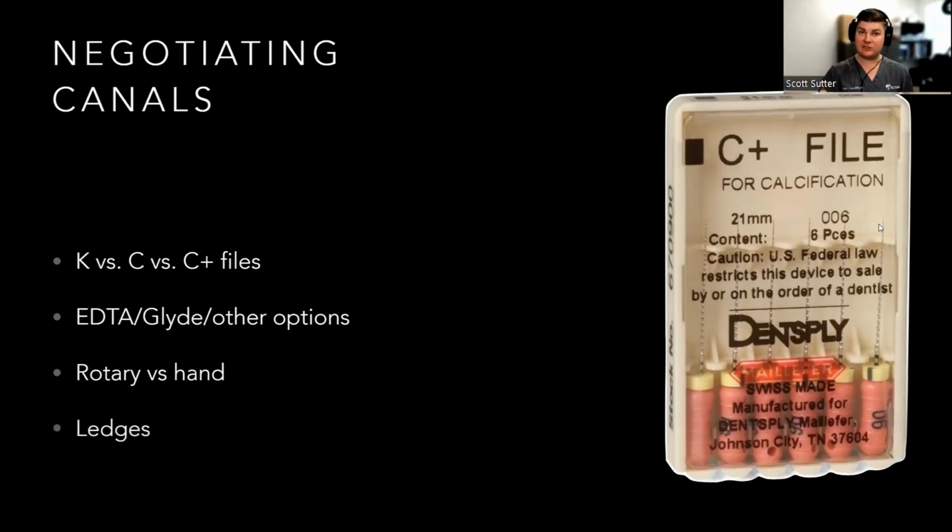If you have ledges, the easiest way to get around them is pre-bending 6 files, kind of working down until you feel it slip around there. Once you're around the ledge, recapitulate up and down a bunch of times, and then move up one size. Eventually, do it by hand using a rotary file, same thing. And then once you get around it, put it up to the handpiece. It'll start spinning and should soften out that ledge, and you can get around it like that.